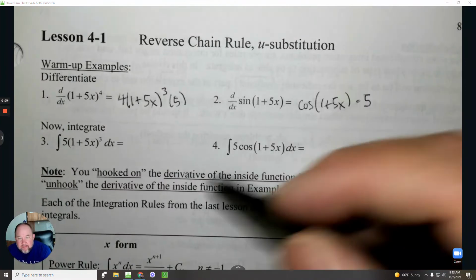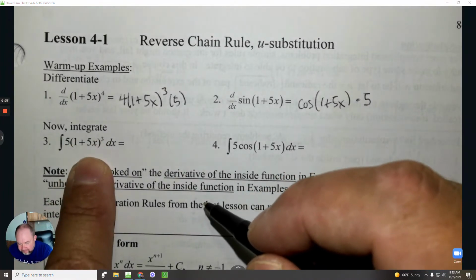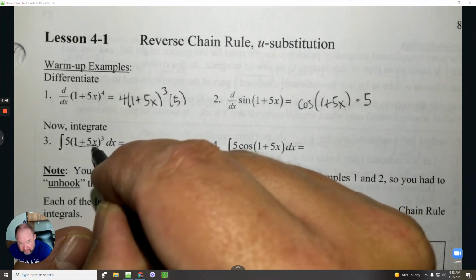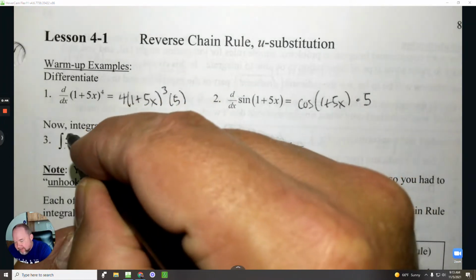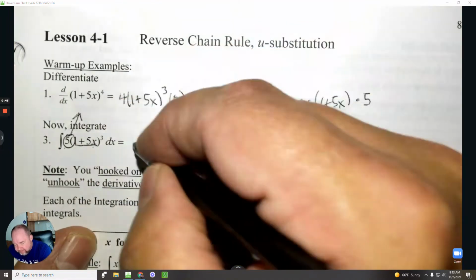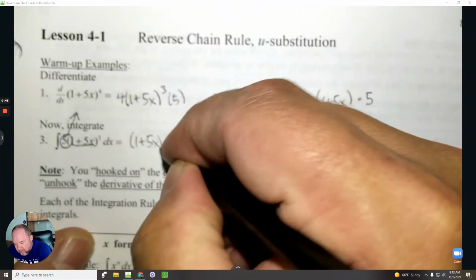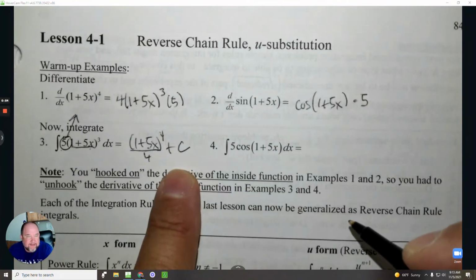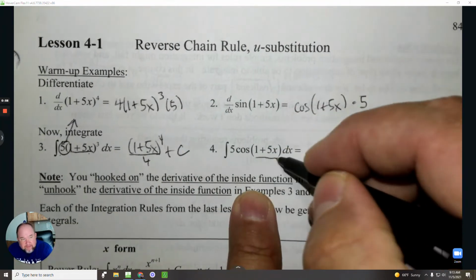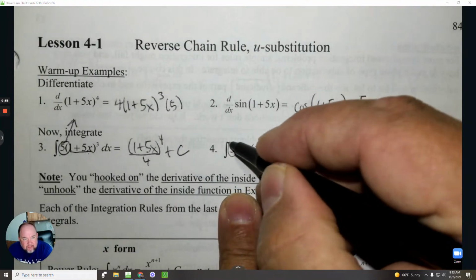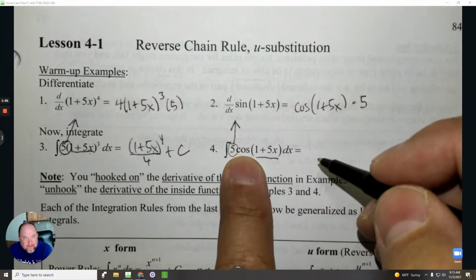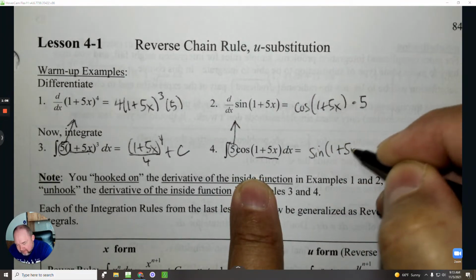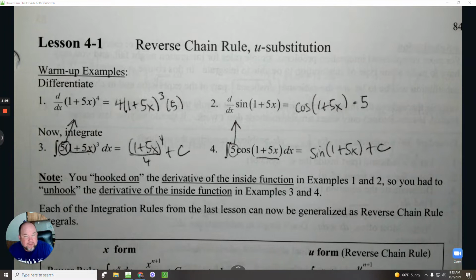That's taking the derivative. What happens if we work backwards? So I want you to notice the hook comes from the base. The derivative of this is 5. To work backwards, we unhook this and then add 1 to the exponent and divide. And don't forget the constant. Same thing here. The derivative gives me the hook. There's the hook. We unhook it, and then the antiderivative of cosine is sine, 1 plus 5x, and then don't forget the constant. That's the work we're going to do.